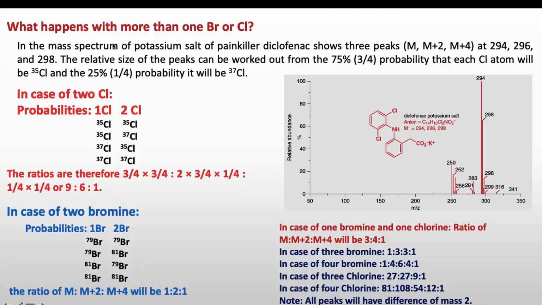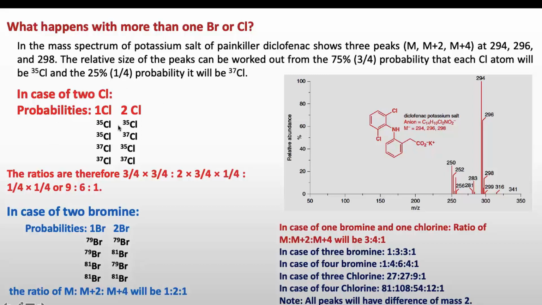Let's take the example of the painkiller diclofenac. We see three peaks, that is M, M+2, M+4, at 294, 296 and 298, and the relative size of the peaks can be worked out from the 75%, that is 3/4 probability that each chlorine atom will be 35Cl, and the 25%, that is 1/4 probability, that it will be 37Cl. So let's take the probability for all 35Cl and 37Cl.